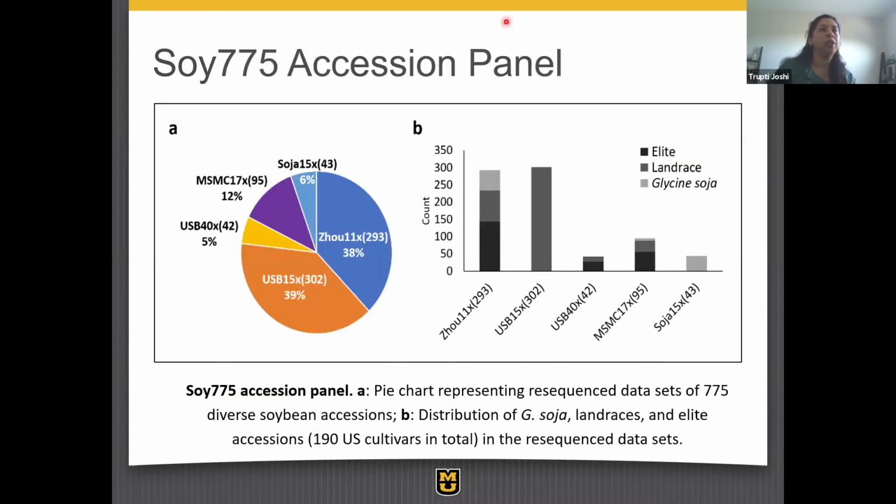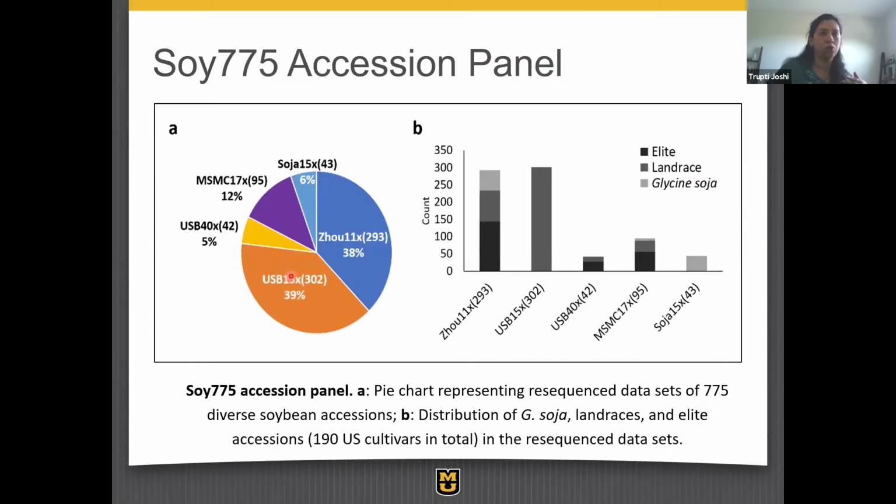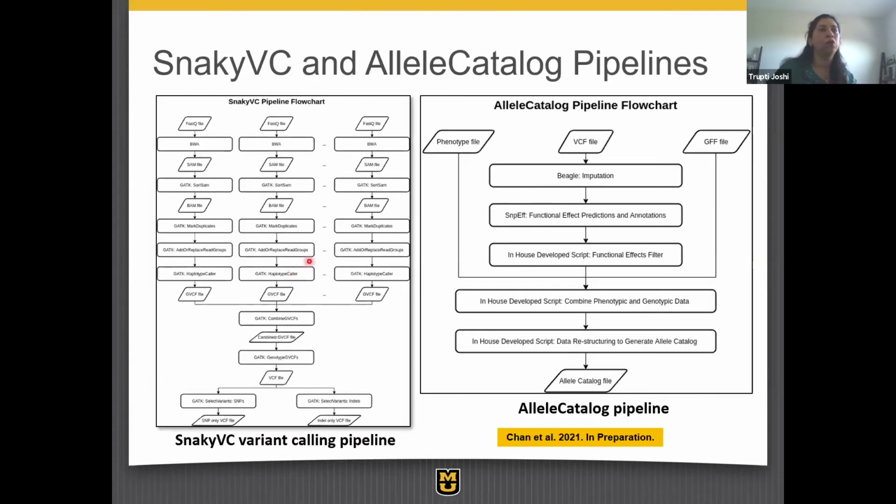And so, in doing this, we really brought in and have curated and worked with this diverse panel of 775. You will see they come from multiple data sets here, and so it also gives you a distribution of how many of these are elite, landraces and Glycine soja lines, and what percentages they form out of the 775. So this is our curated panel right now, and we've already advanced from this to about 1066, which is our next panel that we will be looking at.